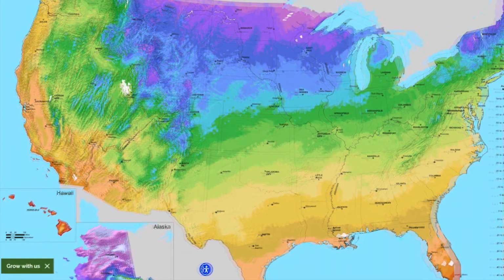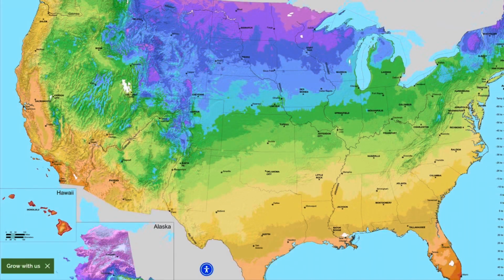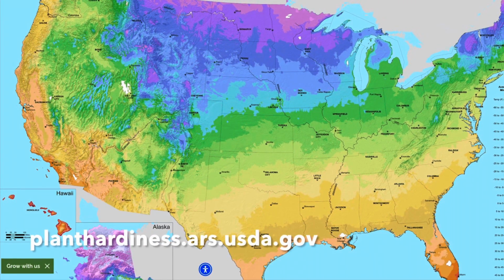Second, knowing your site. The first thing that you need to know about your site is what your zone is. It is very important to know your USDA zone to make sure that the plant will be cold hardy and will survive your winter.